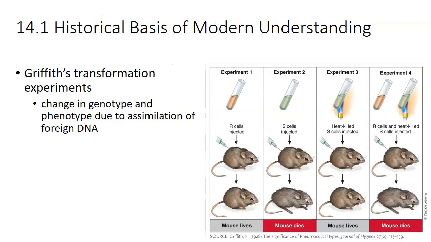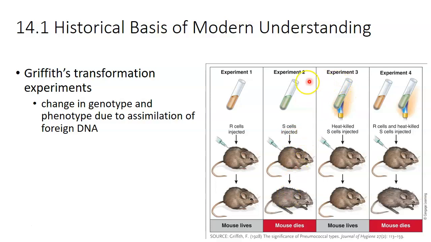They also used mice. And so, as you can see in the first experiment here, Griffith had a test tube where he was growing non-pathogenic Streptococcus pneumoniae. He injected that into mice. He came back a few days later, and the mice were perfectly happy and fine. Second experiment. He takes his S cells. So these are going to be the virulent or disease-causing or pathogenic bacteria. He injects them into mice. Mice die. That all makes sense.